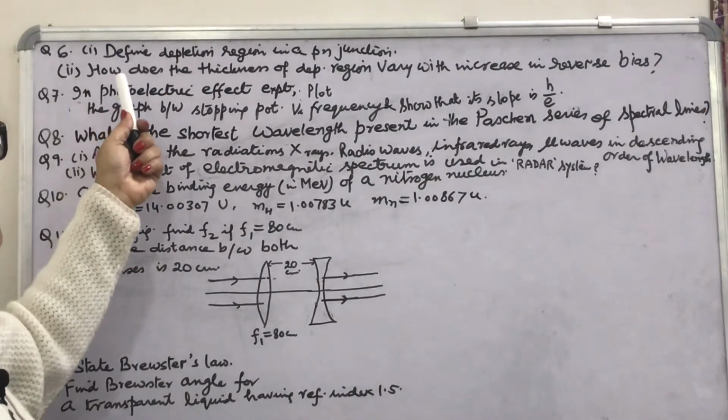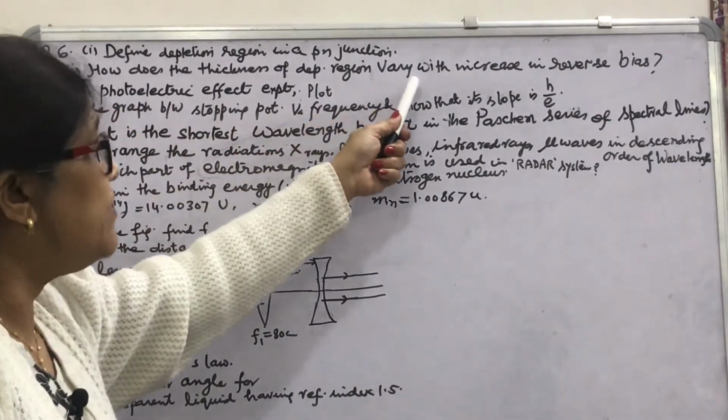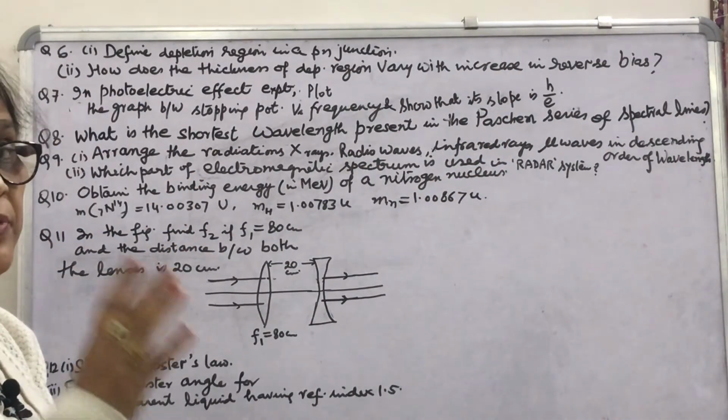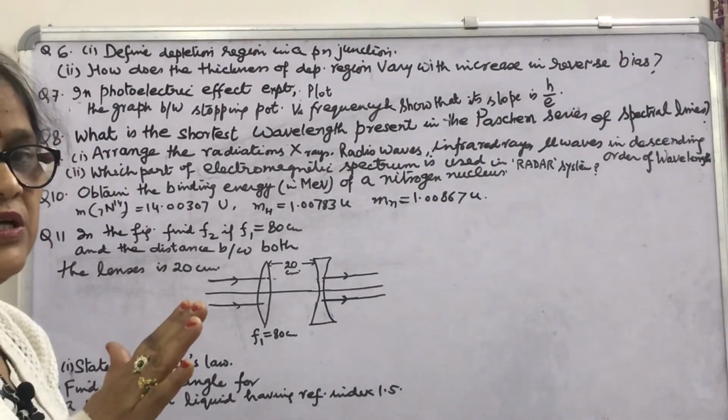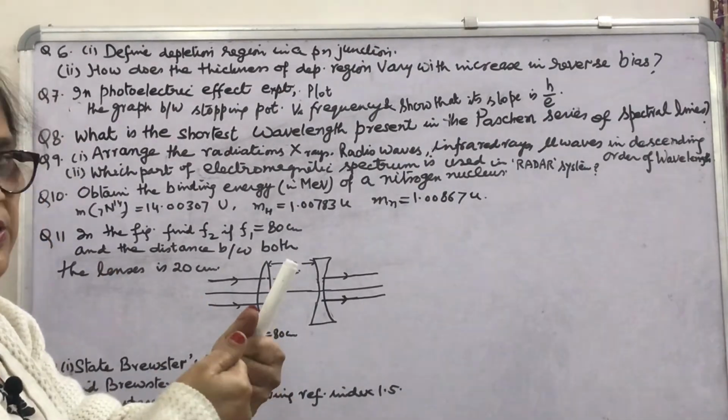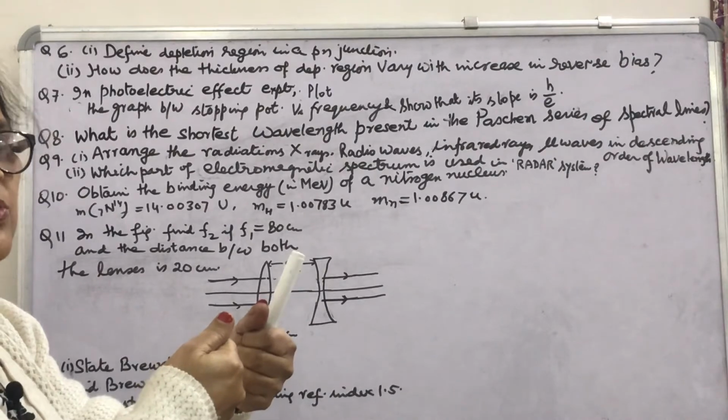Second part, how does the thickness of the depletion region vary with increase in reverse bias? When the PN junction is reverse biased and the bias voltage increases, then the thickness of the depletion region also increases.